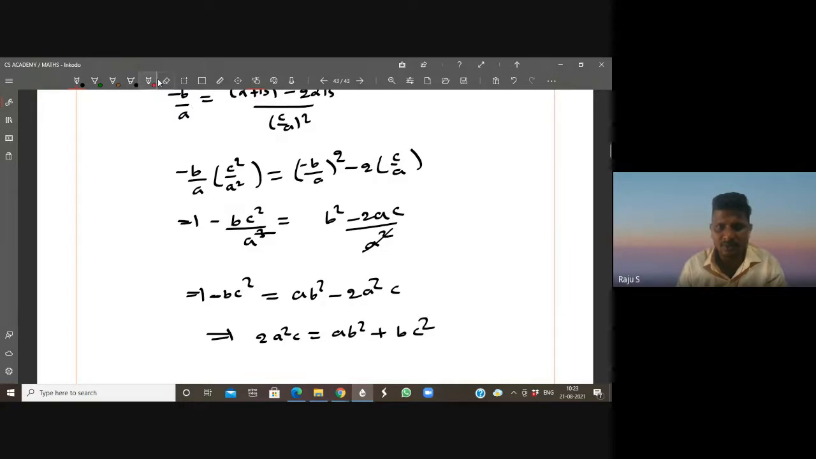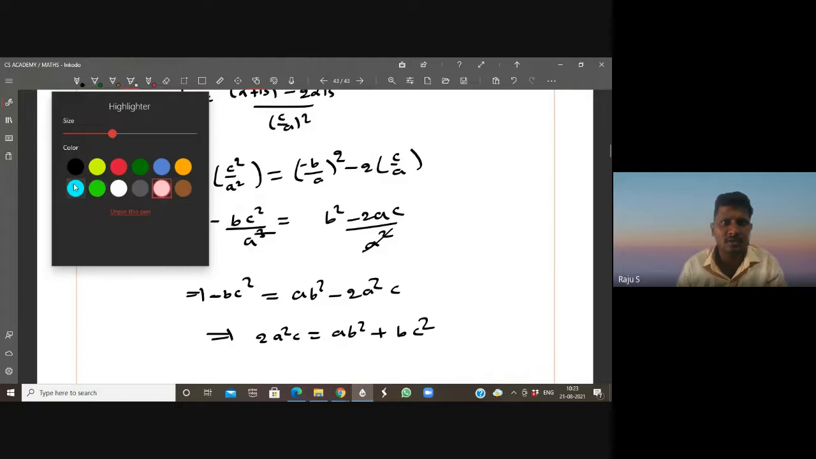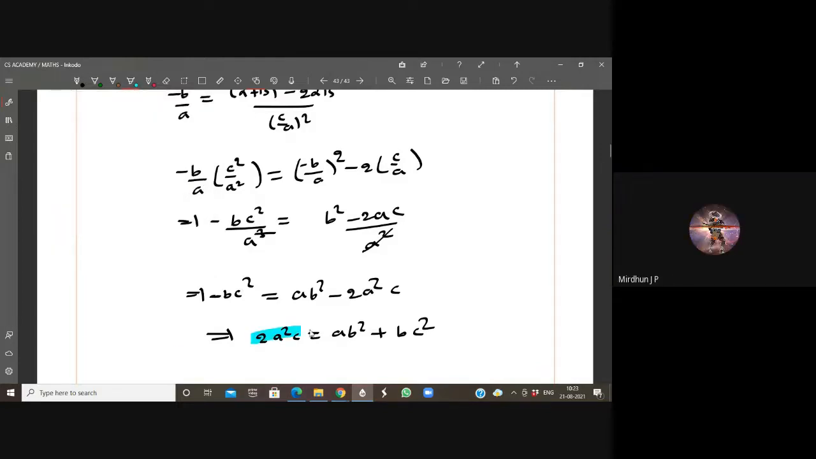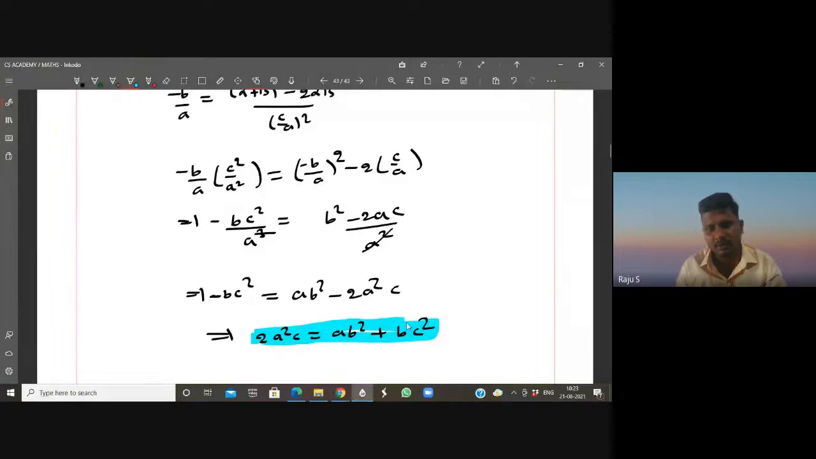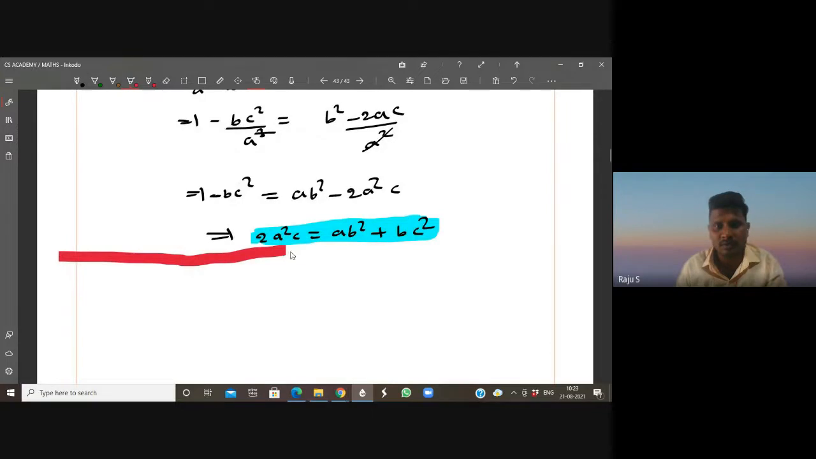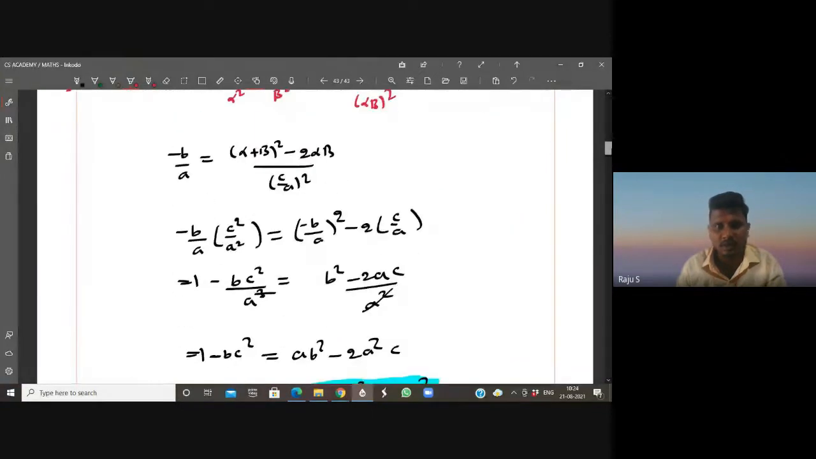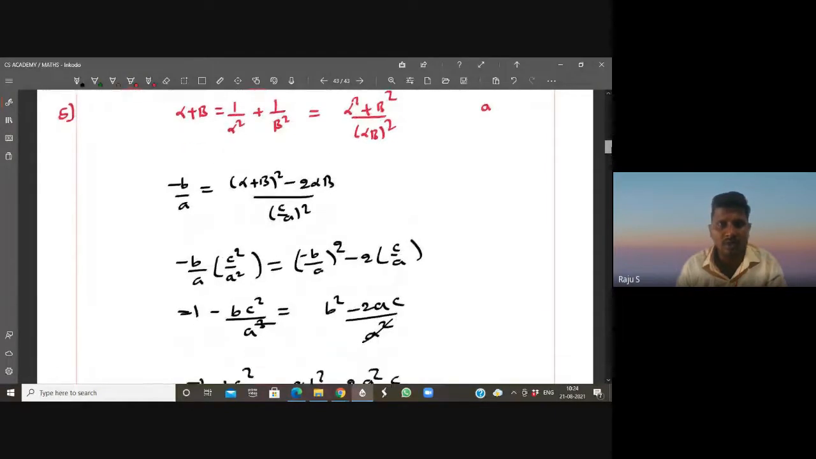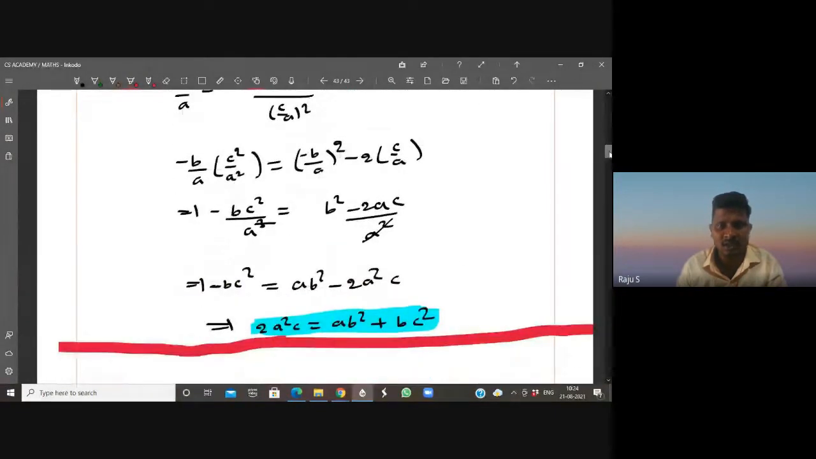So what do you observe? What about the three values? Are they in AP or in GP or in HP? AP, sir. That's all. I told you very clearly, it is an easy concept. Only a few questions are quite difficult, but not most of the questions. I hope that you understood. With the help of the given condition, I found that the values are in AP.